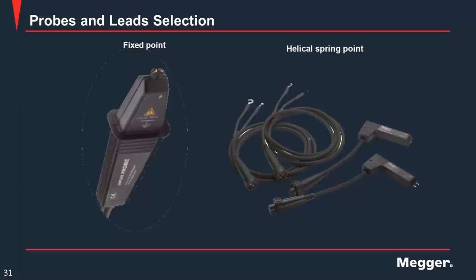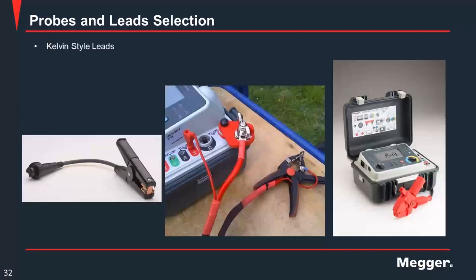probe and lead selection. On this slide, we just show some probes that can be used for testing, because we know the lead or probe can affect the measurement. The first one is the fixed point, which consists of two terminals for the current and voltage. It's clearly marked for the potential probe with the letter P here, and you can decide this is for the current, which should be above the potential probe. The second type is the helical spring point. Mostly you use this for testing on battery systems to measure the intercell termination. And the other type is Kelvin style leads, with a connector adapter to be connected to different types of leads. This is also available in these accessories.